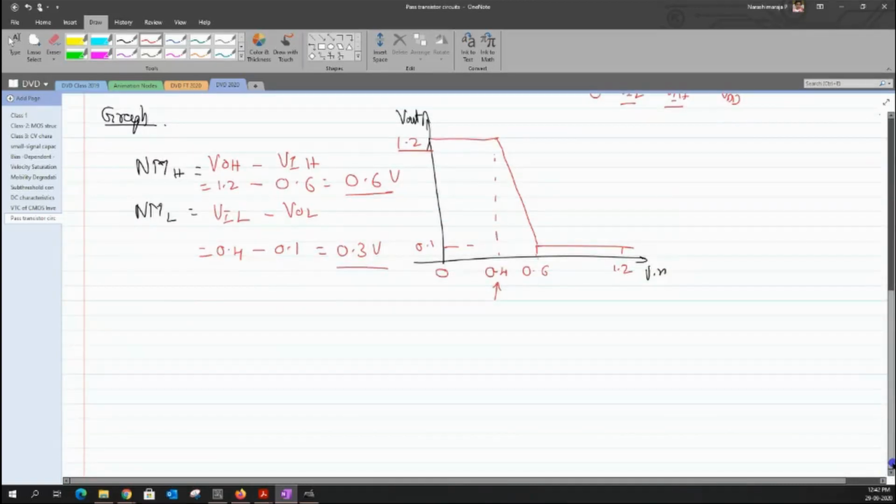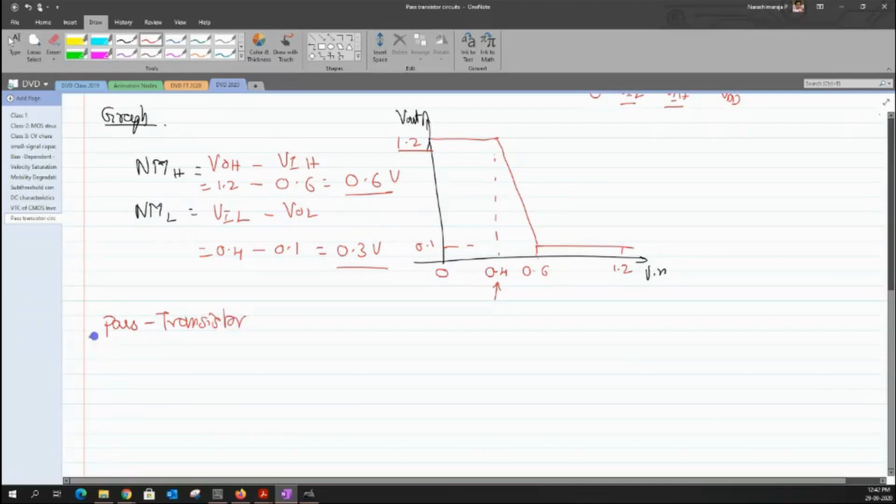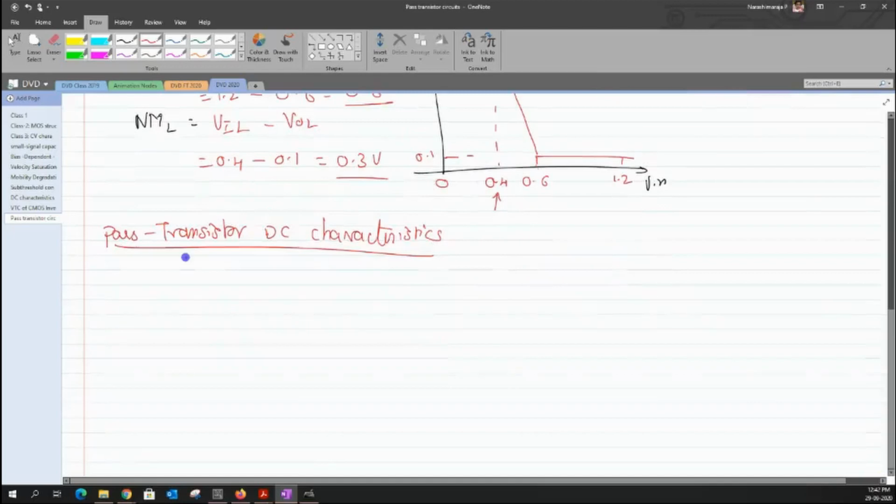Now with this discussion, we will move on to the next topic, basically pass transistor logic. In this case, we will be working on the DC characteristics, which means that the inputs are fixed to particular voltages. In the circuits that we have discussed before, such as CMOS logic like the CMOS inverter, we were feeding the inputs to the gate terminals. This was the condition that we were using when we discussed CMOS logic in general.